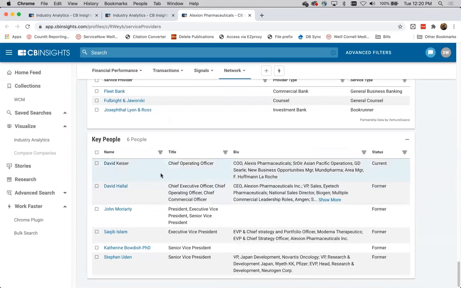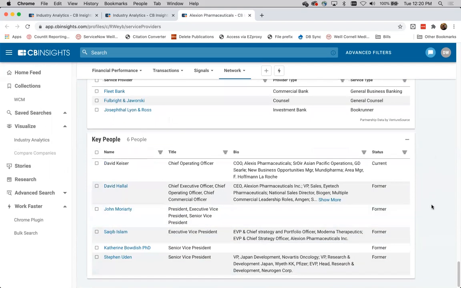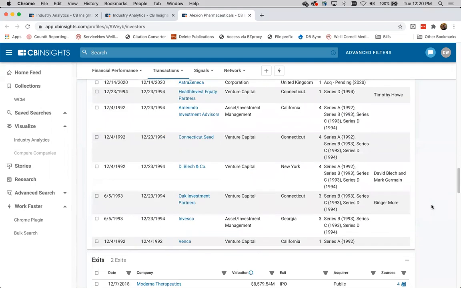In addition to that, it gives you COO, CEO, president, vice president, senior vice presidents, all the people that are associated with that particular company. That might be interesting if you're doing market research and who the players are in those particular spaces.